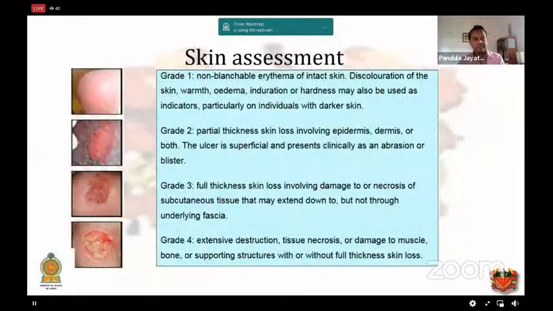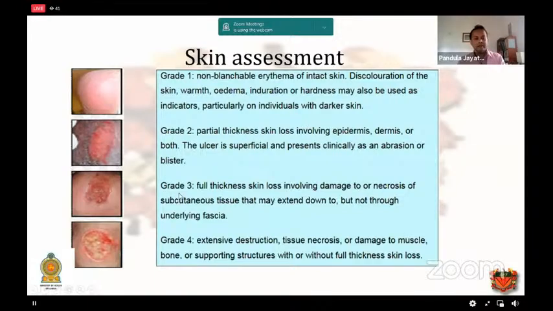So how to assess the skin? We have 4 grades of bed sores. In grade 1, we have erythema of the intact skin, and there will be discoloration with skin warmth, edema, induration, and hardness, but still the skin is not damaged. But when it comes to grade 2, there is partial thickness skin loss involving epidermis and dermis. You can see it from here. And usually this ulcer is superficial and presents as an abrasion or a blister.